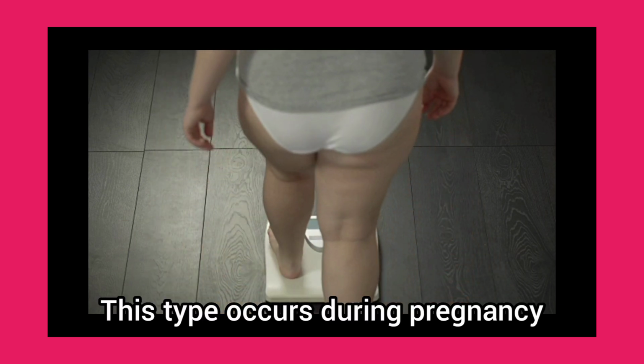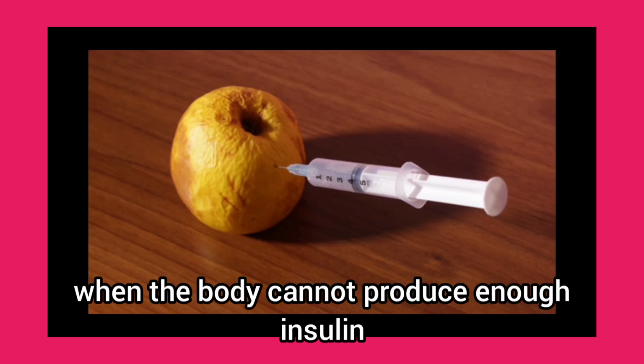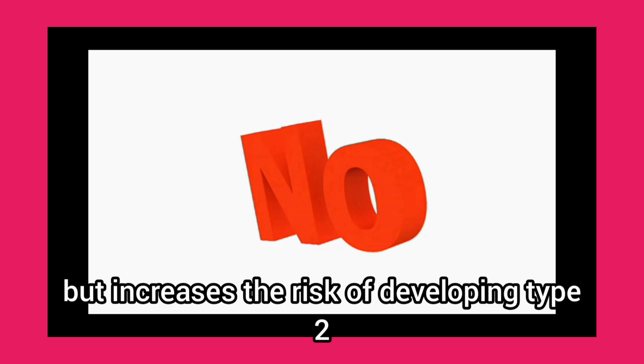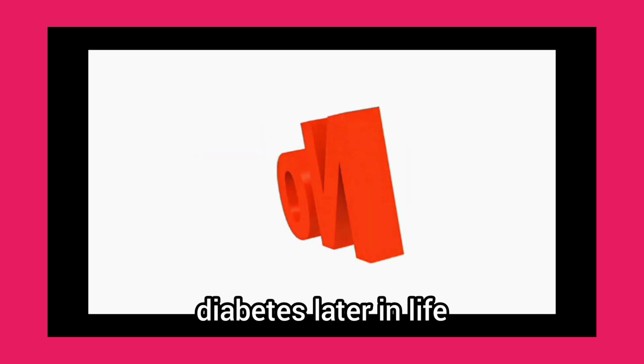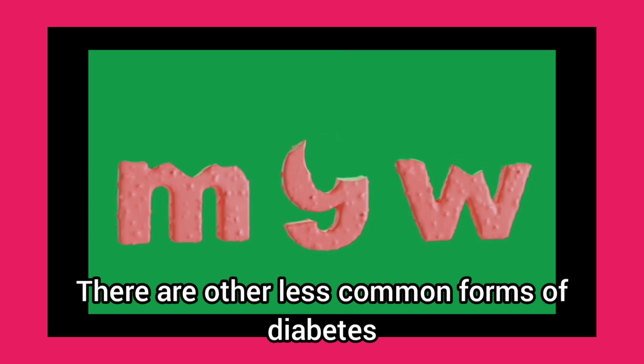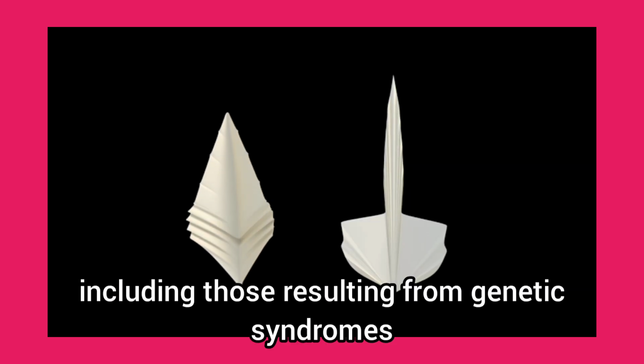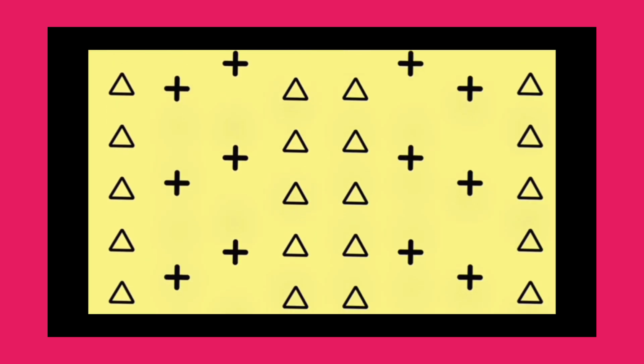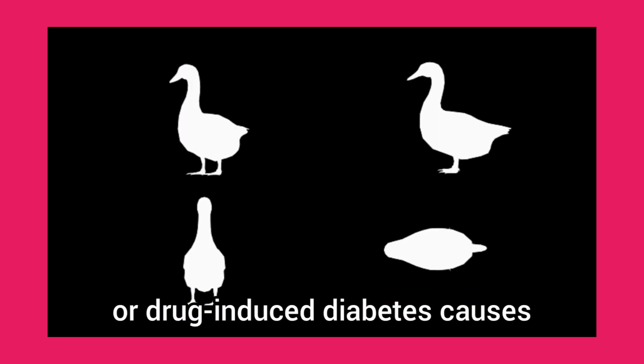This type occurs during pregnancy when the body cannot produce enough insulin to meet the extra needs of the mother and the developing fetus. It usually resolves after childbirth, but increases the risk of developing type 2 diabetes later in life. Other specific types. There are other less common forms of diabetes, including those resulting from genetic syndromes, diseases of the pancreas, or drug-induced diabetes.